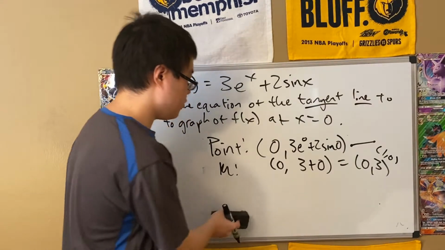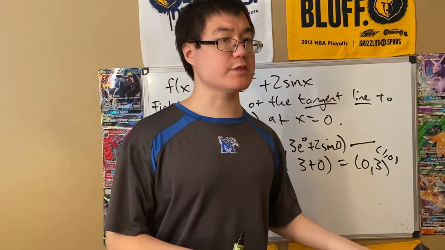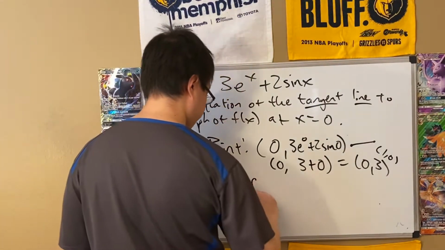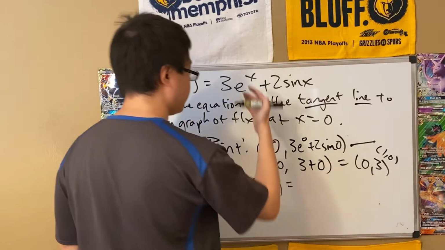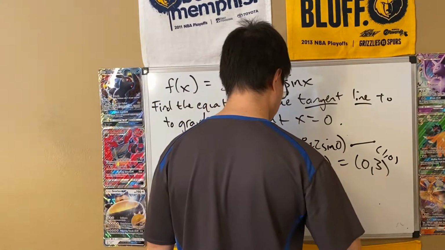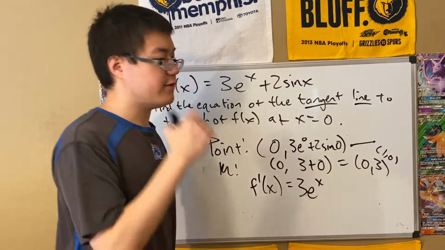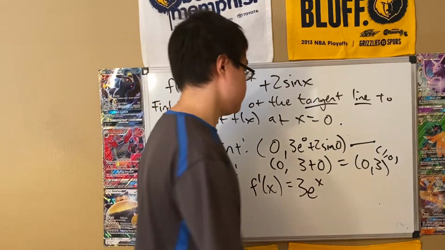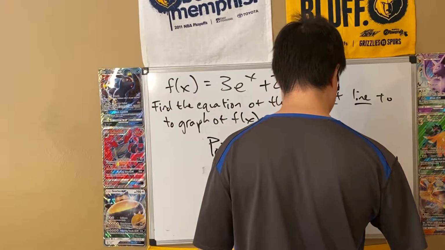So now what we need to do is find the slope, but the slope is the derivative, you know? So in this case, we're going to take the derivative first. E to the x is still the best function in the world because you just rewrite it. It's going to be 3 e to the x. What's the derivative of sine of x? That's memorized. The derivative of sine of x is cosine x. So it's going to be plus 2 cosine x.